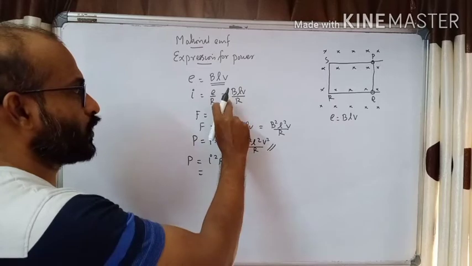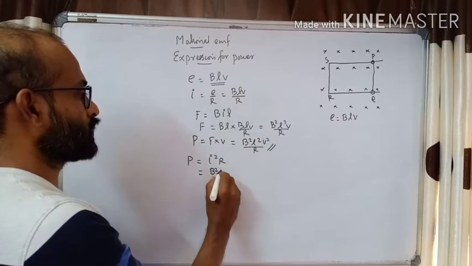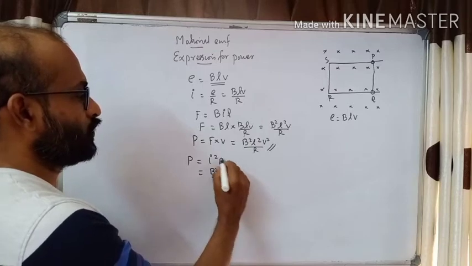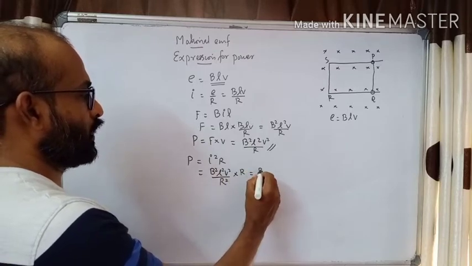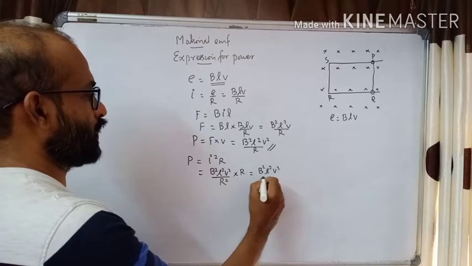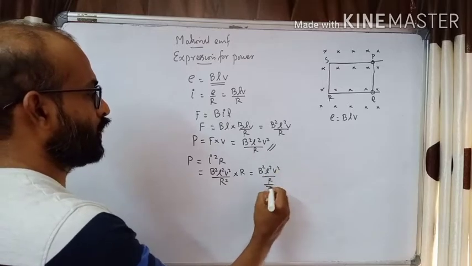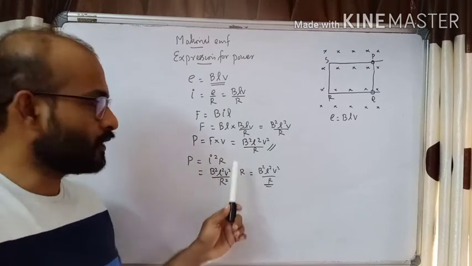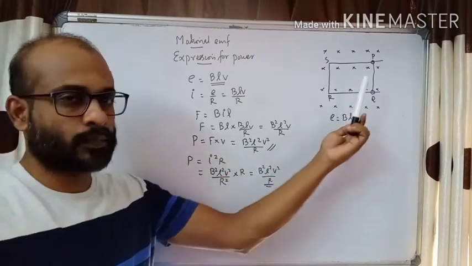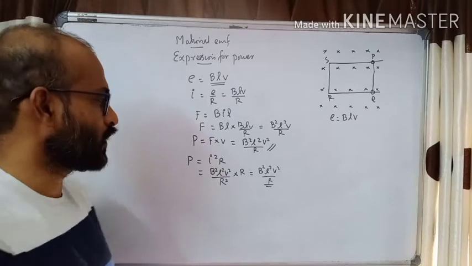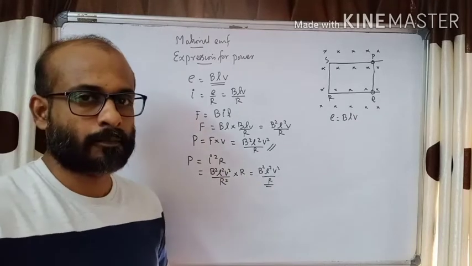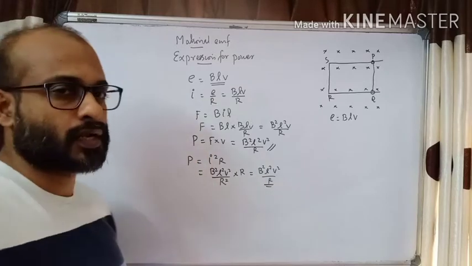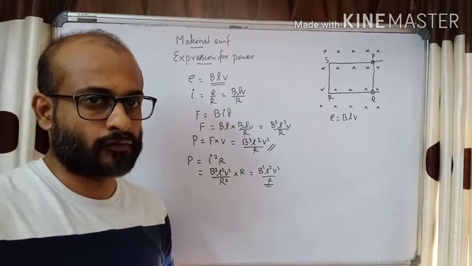Take the square of the current: B square L square V square by R square, into this R. What will you get? We will get B square L square V square by R. So we have got the equation of power in two different ways. One is the power dissipated as heat, I square R, and the other is the power spent by the person to move the conductor inward. We have seen that both are the same. So that's about the equation for power in the case of motional EMF.